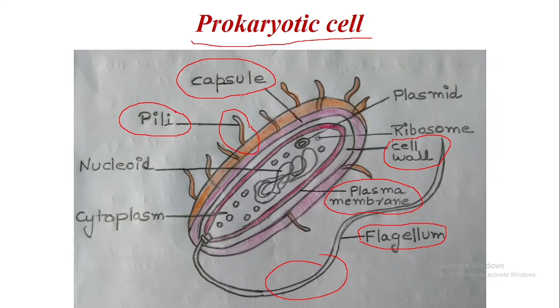This plasma membrane encloses all the content and this content is known as cytoplasm. Cytoplasm contains ribosome which helps in protein synthesis. In case of a prokaryotic cell, they are of 70S type. They also contain plasmid. This is extra chromosomal DNA which has various drug resistant genes. The genetic material or DNA of a prokaryotic cell is present in cytoplasm. It is known as nucleoid.